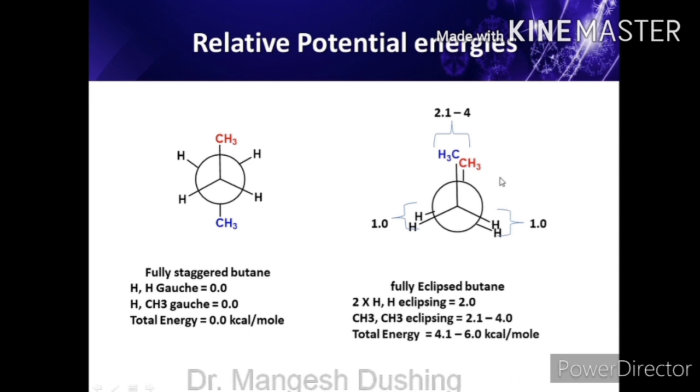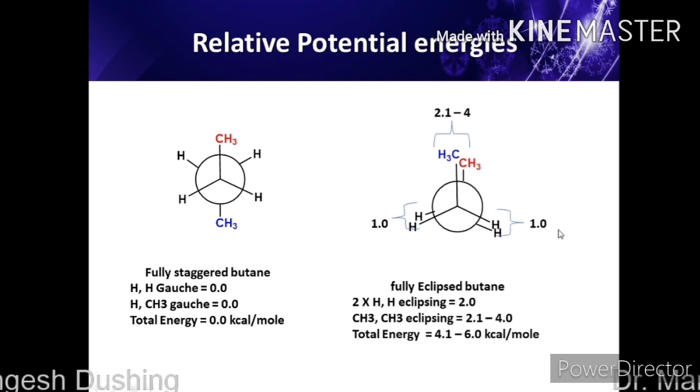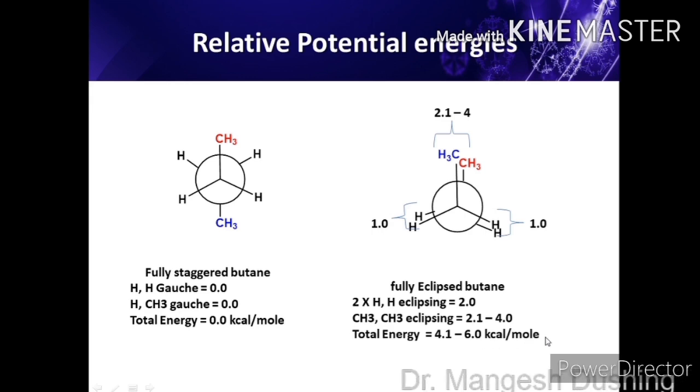This is the fully eclipsed structure of butane. These methyls are eclipsed. Energy is around 2.1 to 4.0 kilocalorie per mole. Hydrogens eclipsed, making an angle of 0, energy is 1. Hydrogen eclipsed, energy is 1. So the total energy of the molecule is 1 plus 1 plus 2.1 to 4, that will be 4.1 to 6 kilocalorie per mole.